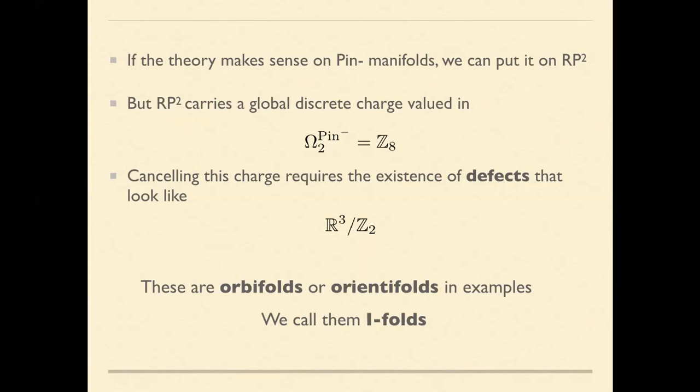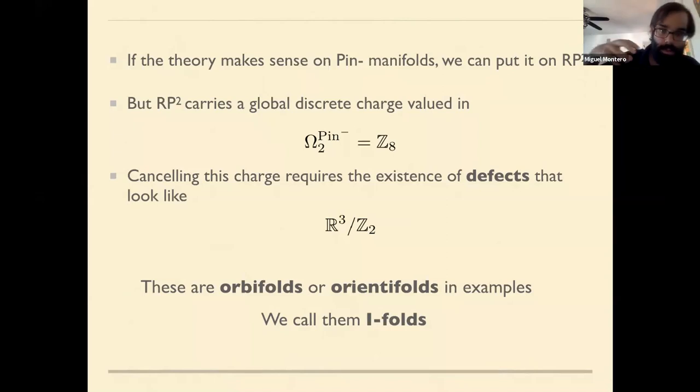Sorry. By putting it on RP2, you mean RP2 times some R^n. That's right. Indeed. I'm just having an R^n going along for the ride. Yes. So the K3 that I was talking about was a particle in five dimensions. In this case, the RP2 would be a two-dimensional object that needs to be killed by a three-dimensional object. Okay. Sorry, it would be a codimension two object which is killed by a codimension three object.